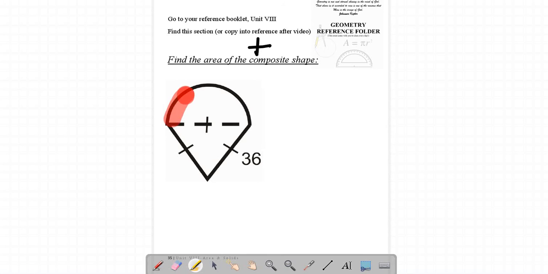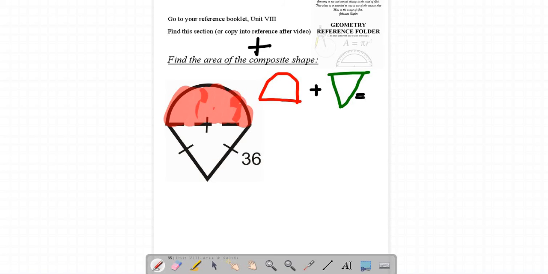So for this one, we're going to add. I'm going to make what's called a pictorial equation, or a picture equation. So we're going to add, and I want you to learn to make picture equations. A half plus this equals our total area. Do you see that? Okay, now let's write your equations down.